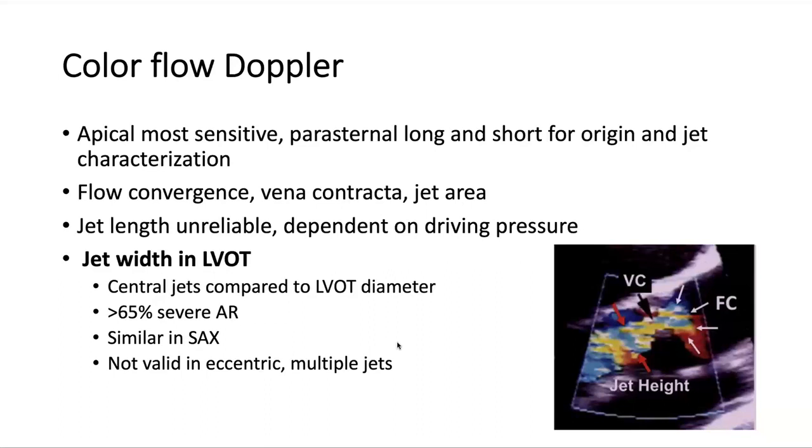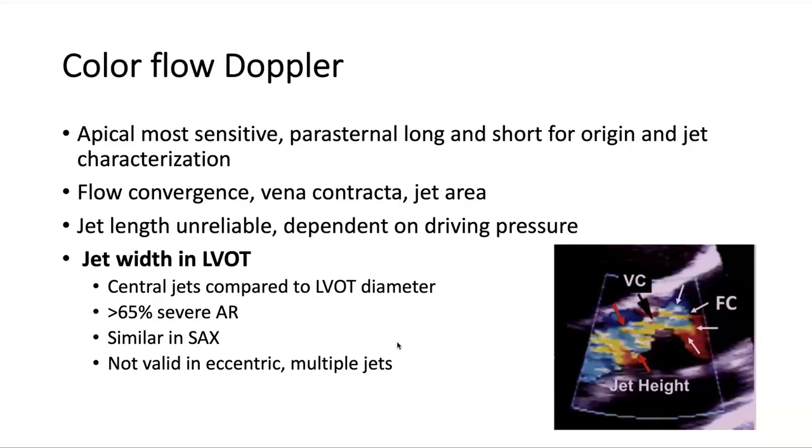Typically the apical window is the most sensitive, but the parasternal long and short axis usually help more for the origin of the jet. It can be better characterized and seen. And the big things that you're going to be looking for with color flow Doppler are flow convergence, vena contracta, and the jet area.